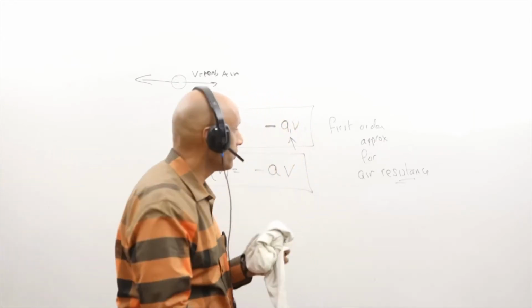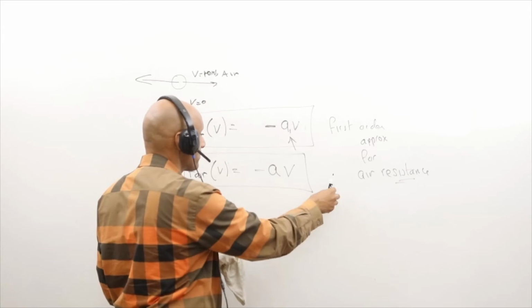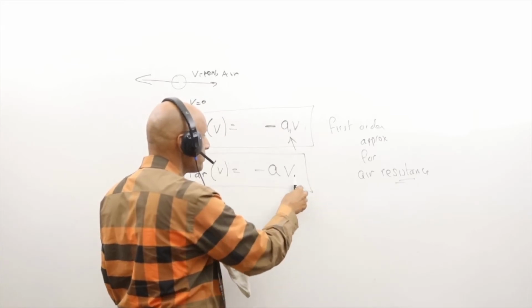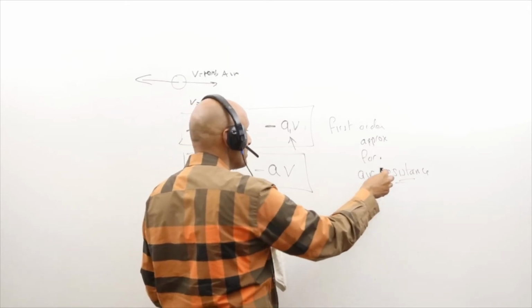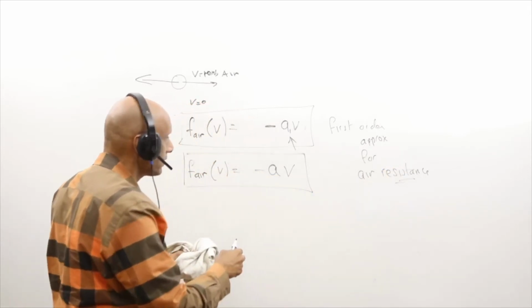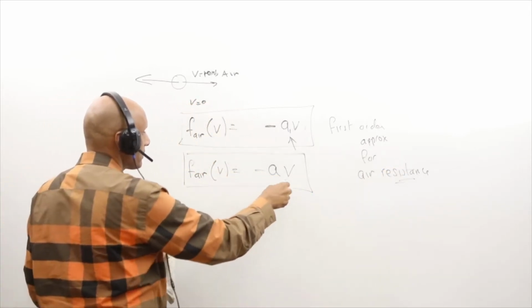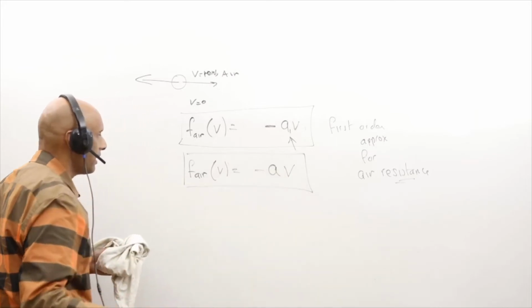And I can show you that the higher order terms must be of the form V to the 3, V to the 5, V to the 7, and so on. But we're only going to solve this because this is what I really need for air resistance.